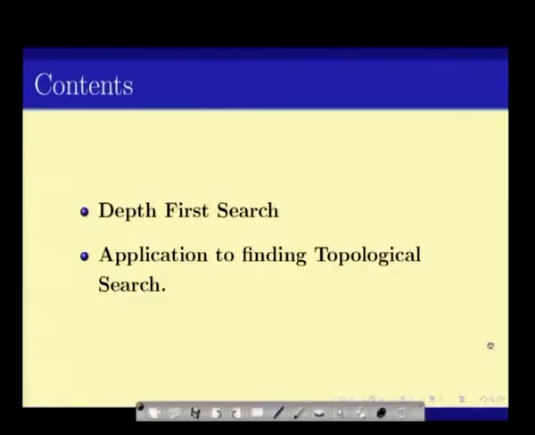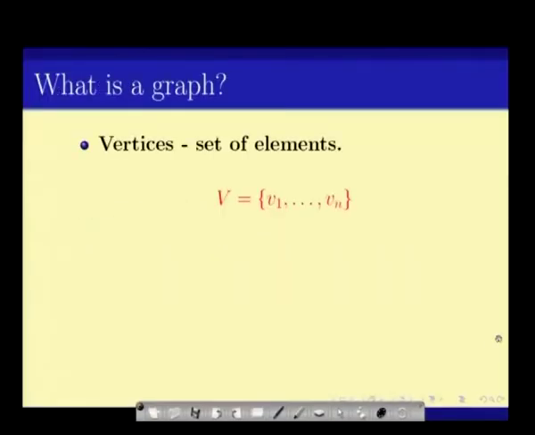Welcome to the UGC lecture series in computer science, and the topic is algorithms. So, today we will be looking at applications of breadth first search and looking at how to apply it to topological sort. So, just to recap, a graph is a set of vertices V1 to Vn, and we have been given as edges which are sets of pairs of vertices.